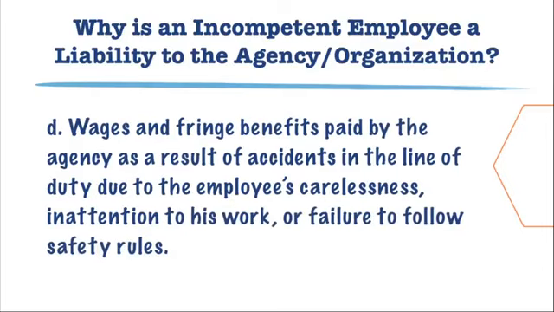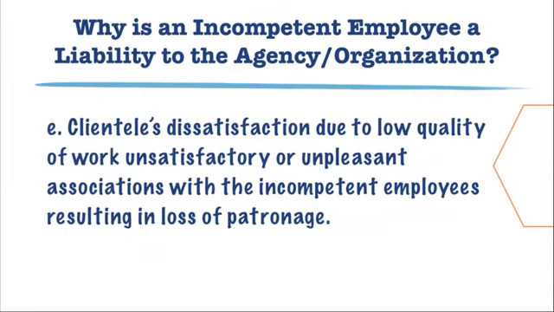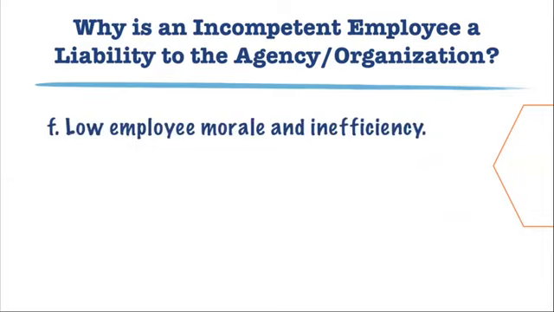Fourth is wages and fringe benefits paid by the agency as a result of accidents in the line of duty due to the employee's carelessness, inattention to his work, or failure to follow safety rules. Fifth is clientele's dissatisfaction due to low quality of work and unpleasant associations with the incompetent employees, resulting in loss of patronage. Sixth is low employee morale and inefficiency.